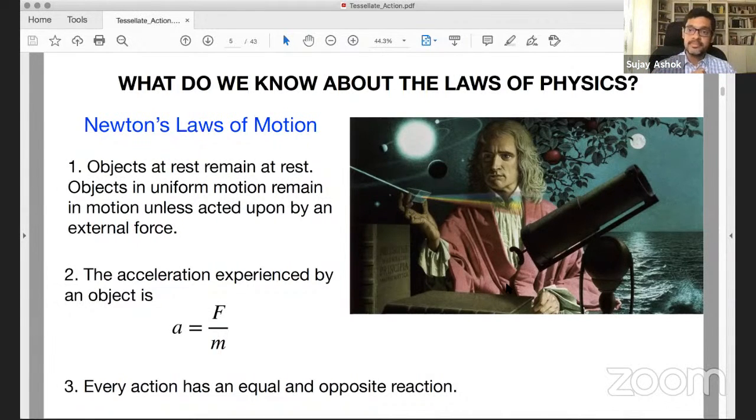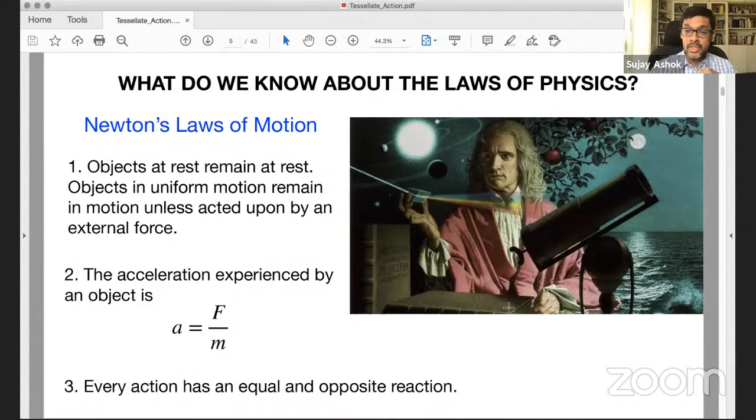Okay. So the second law is what I will eventually rederive, so to speak, or reformulate in terms of the principle of least action. So just keep in mind that this A equals F by M, I will not say F equals MA, I'll say A equals F by M, is what we will eventually rediscover using a fundamental principle. And the last law is that every action has an equal and opposite reaction.